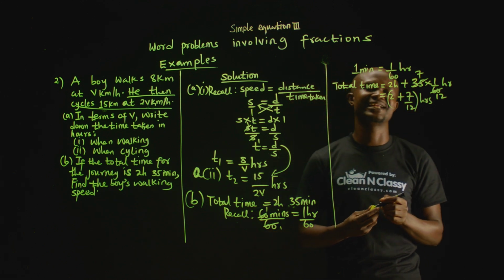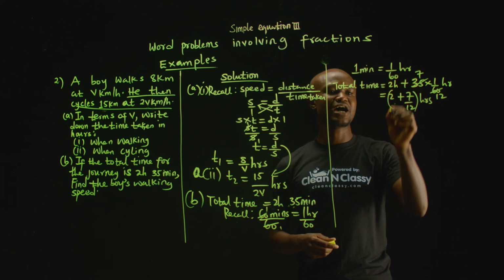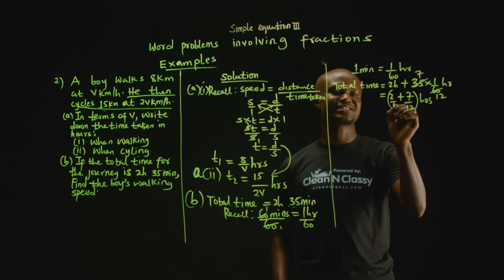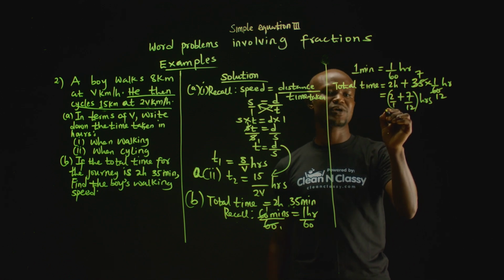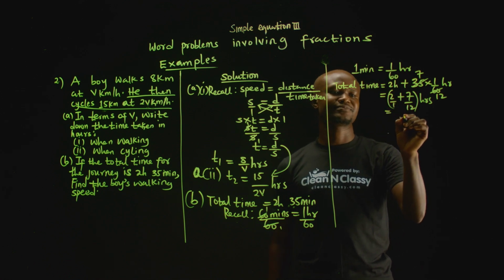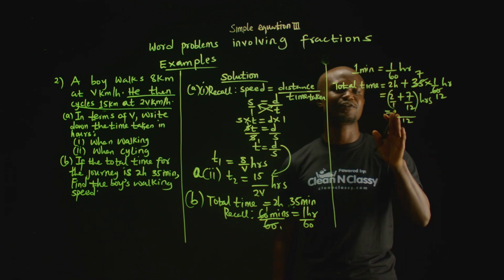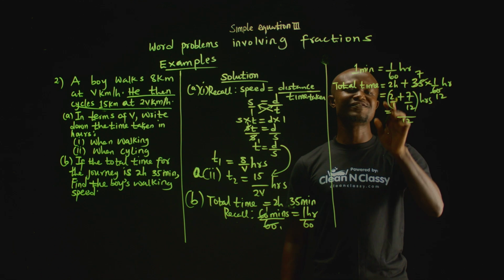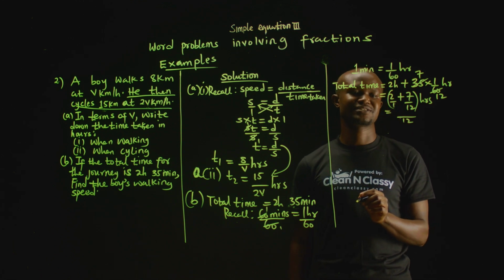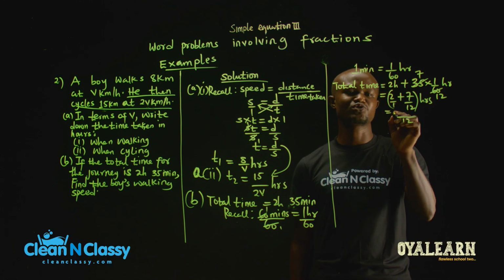So everything is in hours. Now converting this, 2 is like 2 over 1. So we have, the LCM of this is 12. Now 12 divided by 1, we have 12. 12 times 2 is 24.